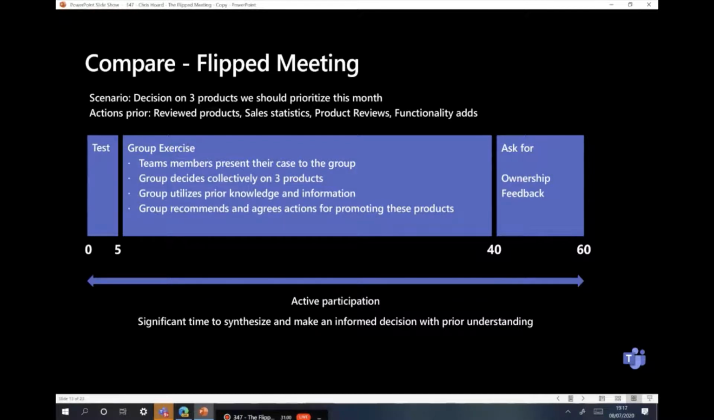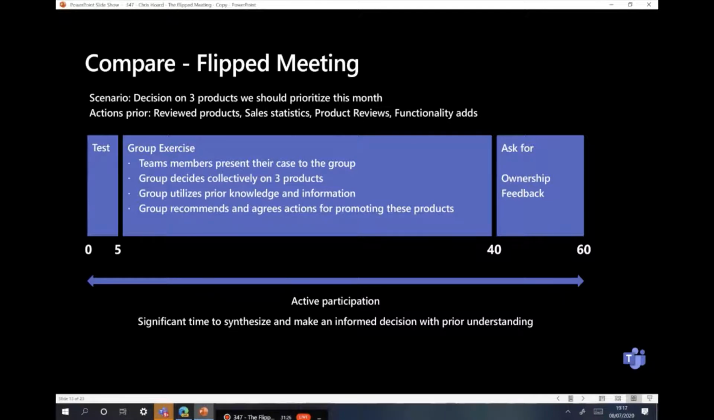And then the majority of the meeting is an actual group exercise where the attendees as a team present their case to the group. They collectively decide on products. They utilize that prior knowledge to pinpoint and locate the 3 products you should actually prioritize. They then agree on the actions for promoting these products.